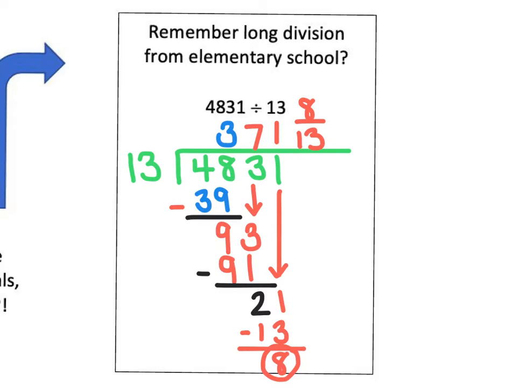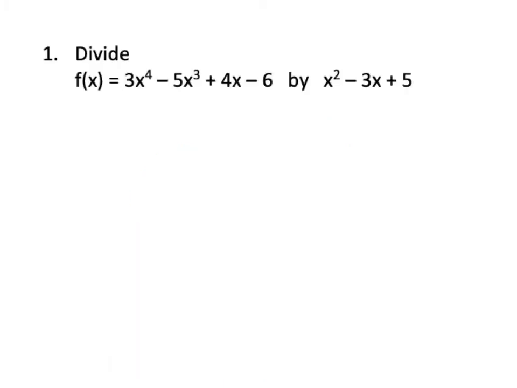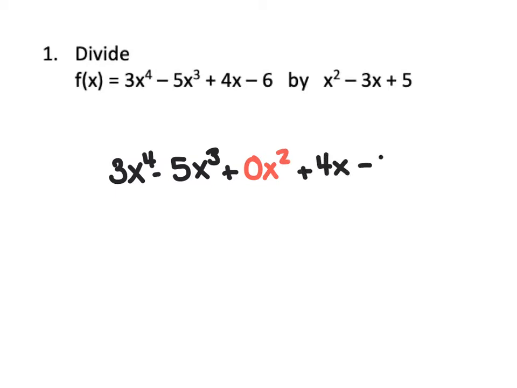We're now going to apply this algorithm to polynomials. As you set up your polynomial long division, you want to make sure that in this polynomial we're dividing by a trinomial, you want to make sure that there are no missing terms. If there are, we're going to put zeros as placeholders, but my terms go quartic, cubic, and it looks like I'm missing a quadratic. So as I set this up, I'm going to do 3x to the 4th minus 5x cubed plus 0x squared plus 4x minus 6.